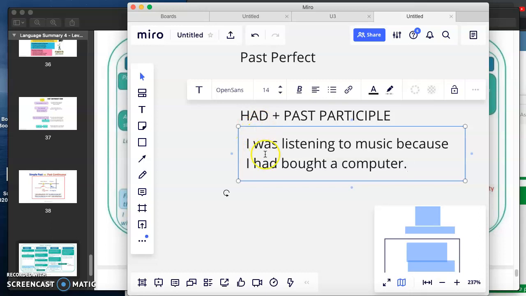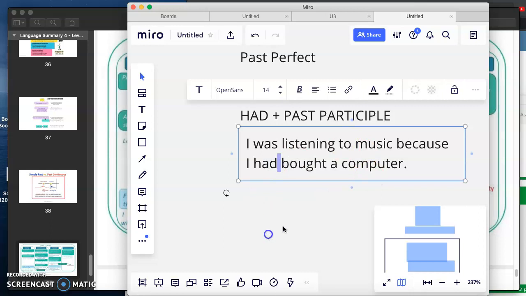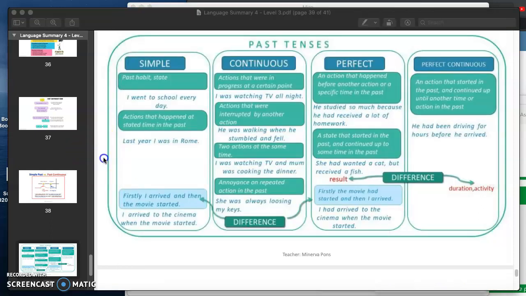So basically, again, we are using the past participle to talk about an action that happened before. Let's say that the first thing that happened in this scenario is that I bought a computer. This happened first. I bought a computer, and then I was listening to music. This happened first, and then this happened later.